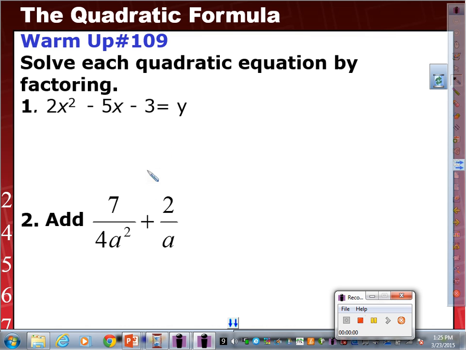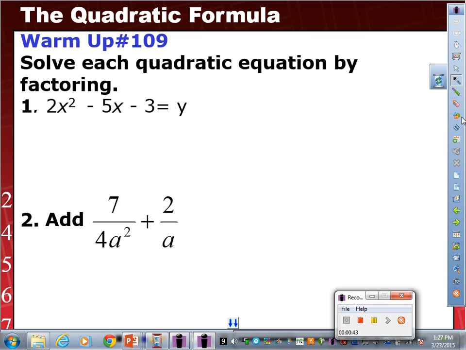Number two, look at it as a regular fraction plus another fraction and see what you can come up with. I'll give you about 7 minutes to finish. So whoever's here, pause it, please. Thank you. All right, here we go.